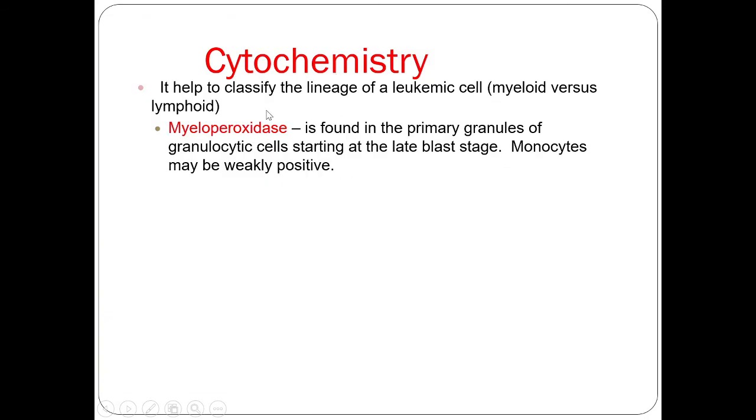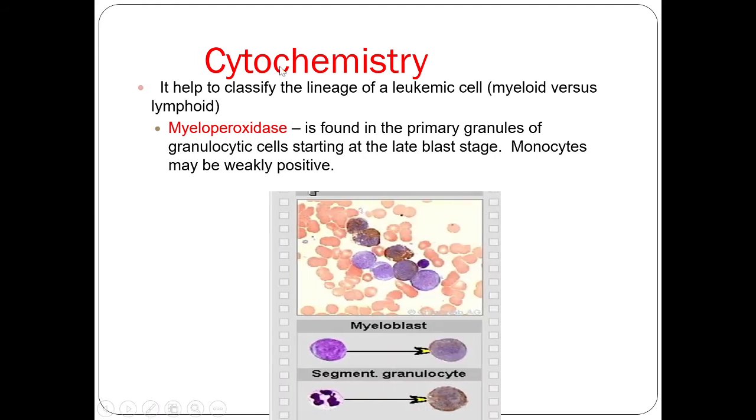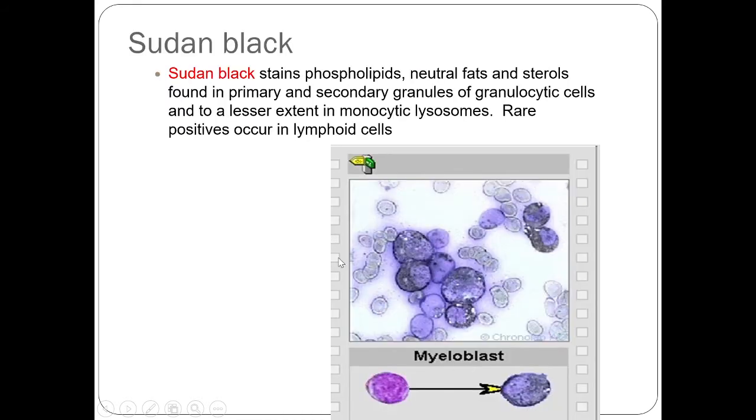Now, cytochemistry. It helps to classify the lineage of the leukemic cell, either myeloid or lymphoid. Myeloperoxidase is found in the primary granules of the granulocytic series starting at the late blast stage. Monocytes may be weakly positive for myeloperoxidase. This is the myeloblast giving a positive result for myeloperoxidase, and this is the segmented granulocyte.